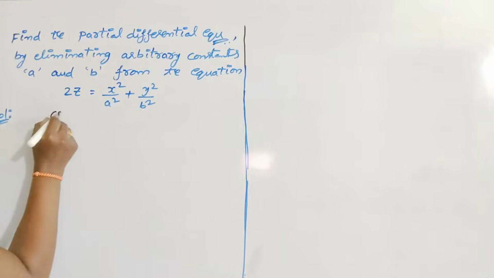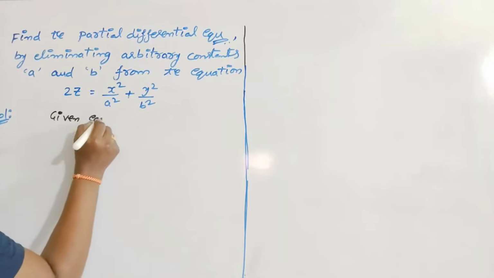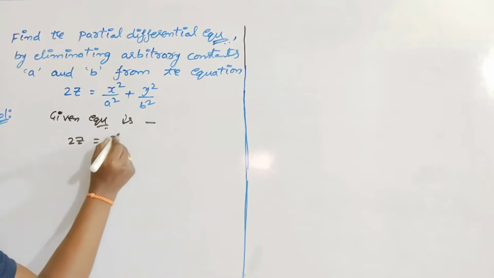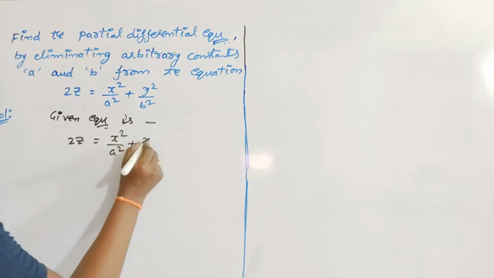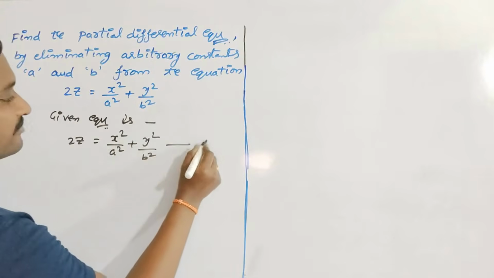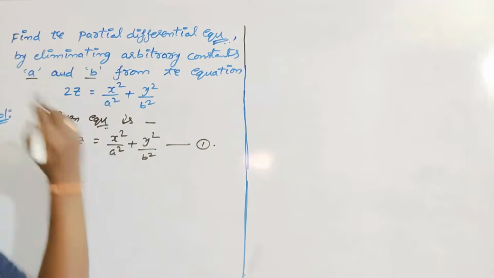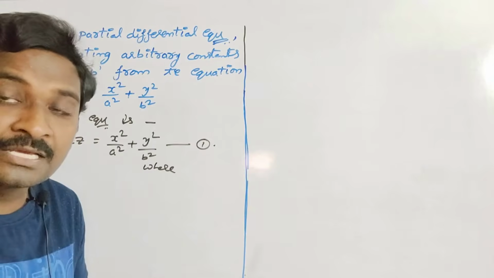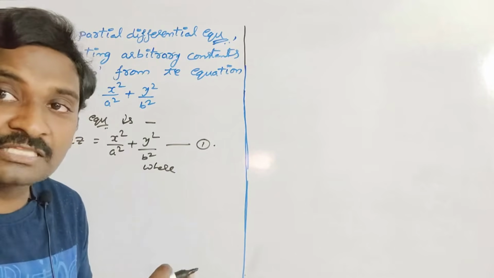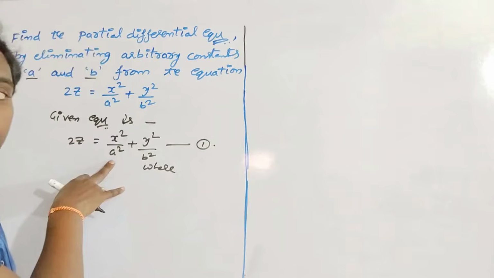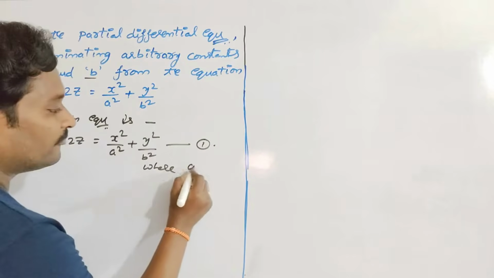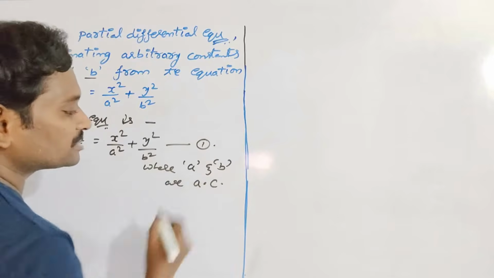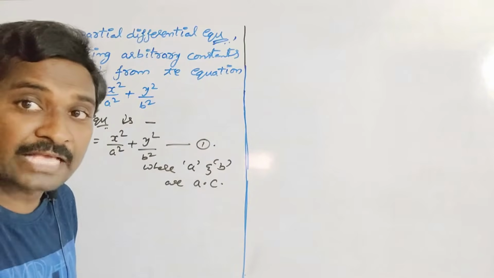So once write the given equation in the solution. Given equation is 2z = x²/a² + y²/b². Take it as equation number 1, where a and b are parameters. Sometimes parameters are not mentioned in the statement, but you have to identify what are the parameters involved in the given equation by seeing it. Where a and b are arbitrary constants. Arbitrary constants are also known as parameters.